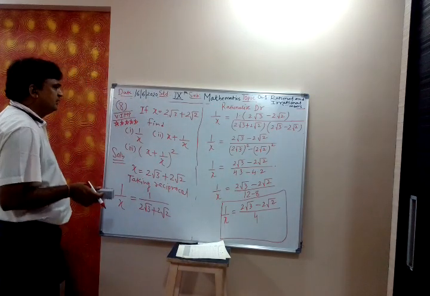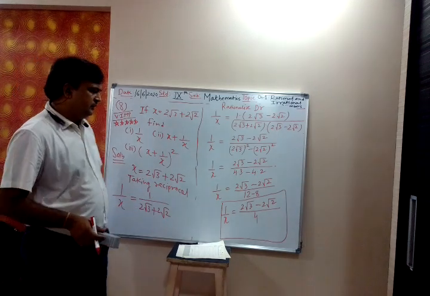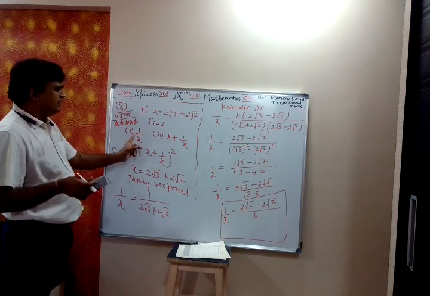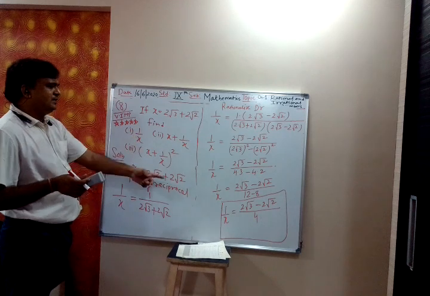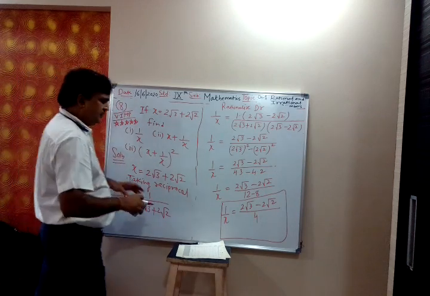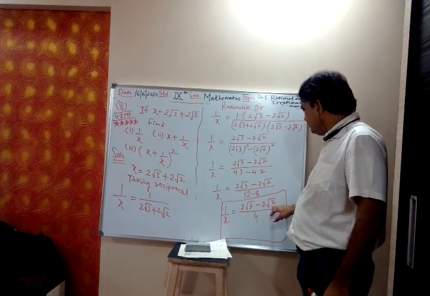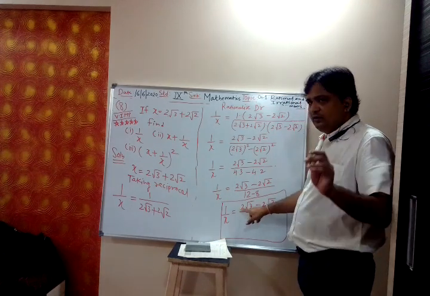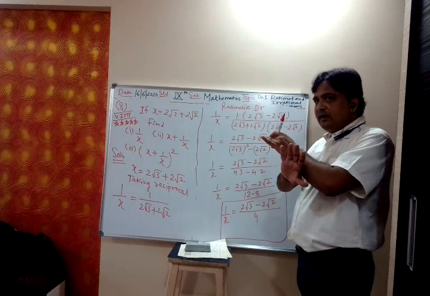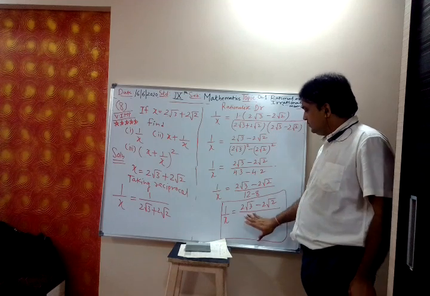Is it clear? You can stop there, 1 upon x. Trust me, we want to find 1 upon x, no? This is the value of 1 upon x. Now we find x plus 1 upon x. No, because there it is root 3 and there it is root 2, so I cannot simplify. At most I can take 2 common, and apart from taking 2 common, no simplification can be done because this is root 3 and this is root 2. So now we can stop here.